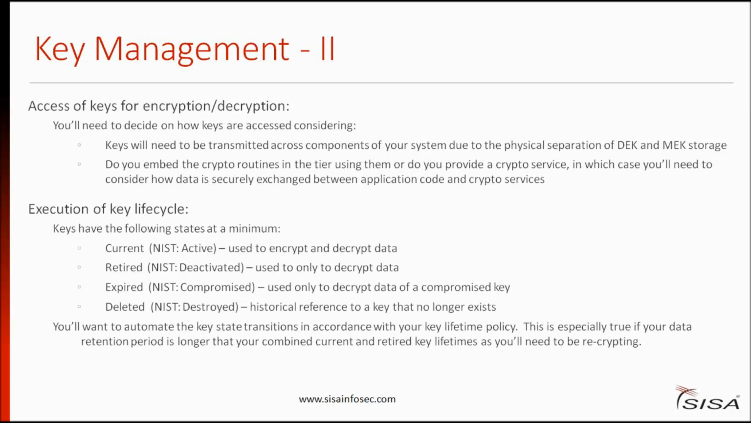So then we have the execution of the key lifecycle. Basically we have various sets of keys, and keys have the following states at a minimum level. We have the current key, the current set of keys, which is basically used to encrypt and decrypt data. Then we have the retired key, which can only be used for decrypting the data.